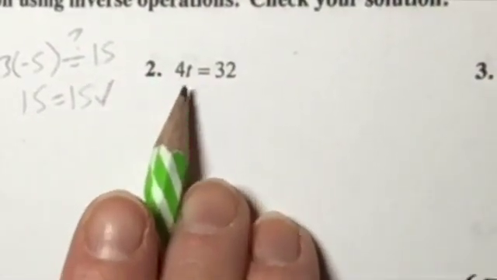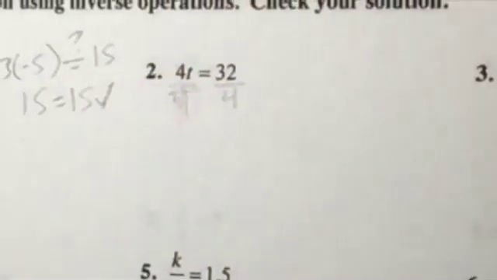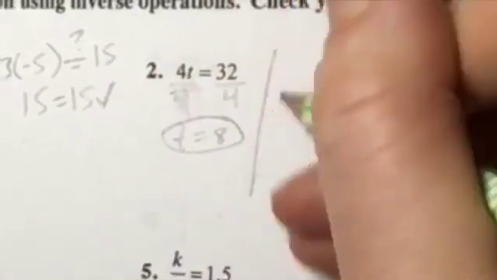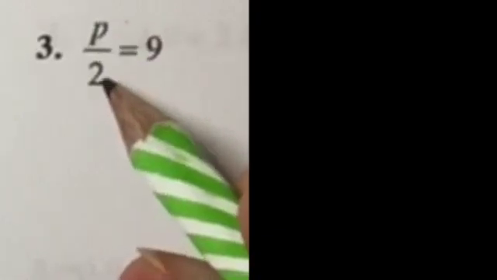The inverse of multiplying by 4 is dividing by 4. We show that with the fraction bar. Divide by 4, divide by 4. T equals 8. Circle: is 4 times 8 equal to 32? 32 equals 32. Check.